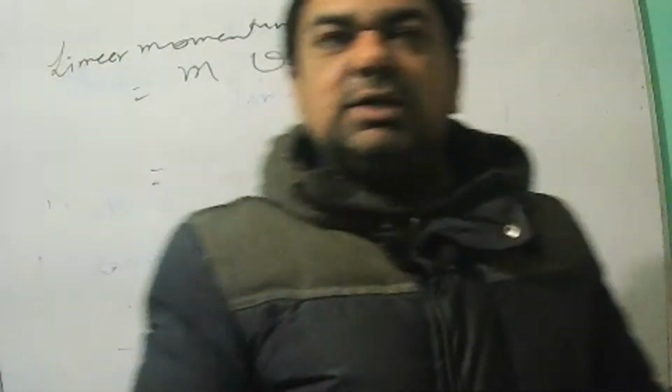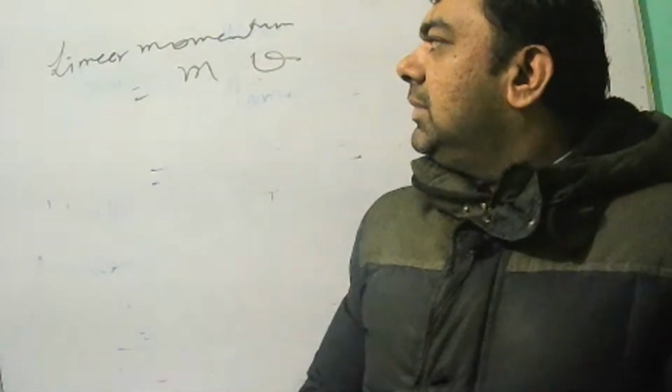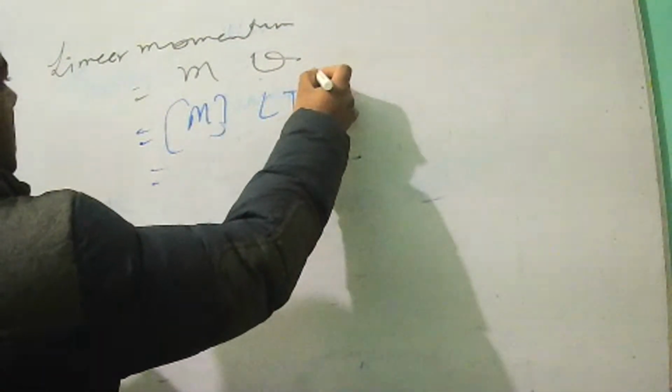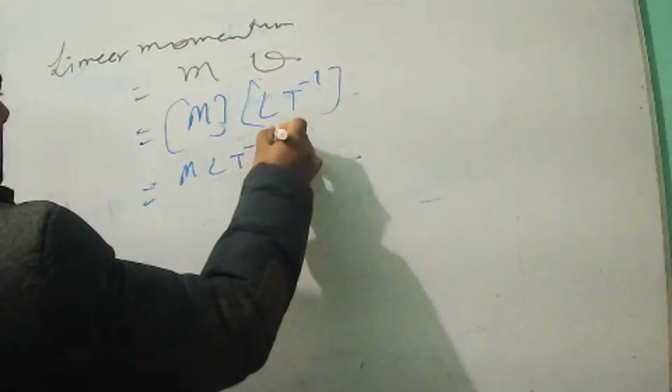So what will be the dimensions of mass? At the place of mass, what will you write? M. And at the place of velocity, write LT minus 1. Yes. So this is M, and at the place of velocity, write LT minus 1. So it will become M LT minus 1. Clear?